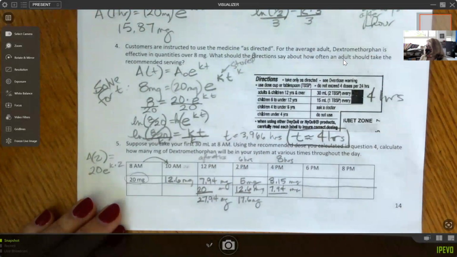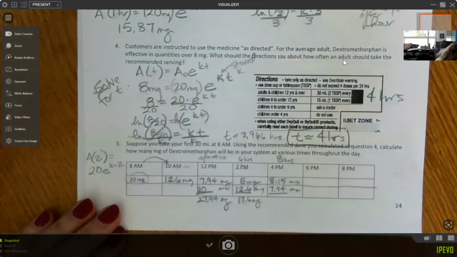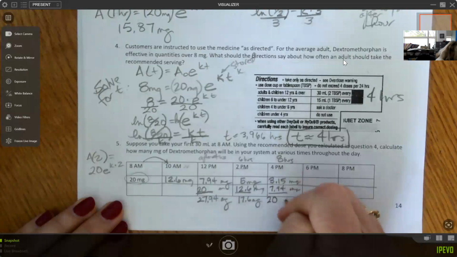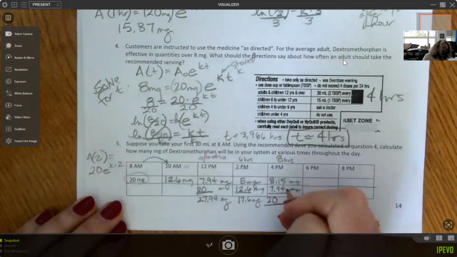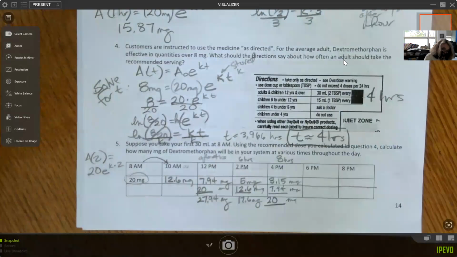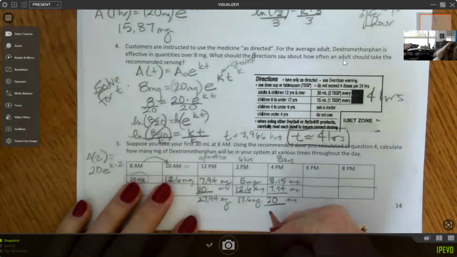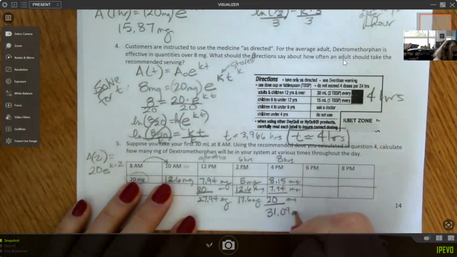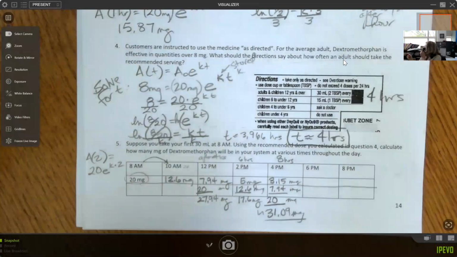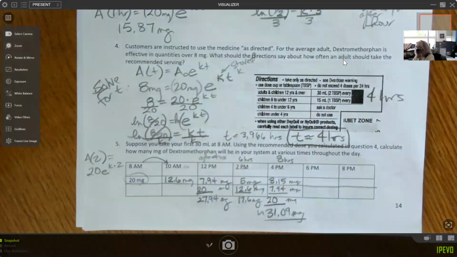But now I'm at 8 hours. What am I going to do? I'm taking my third dose, right? So now I add another 20 milligrams. It's interesting, look what you're up to. Now I'm at 3.15 plus 7.94 plus 20. I'm actually now at approximately 31.09 milligrams. So I'm now way above that initial dose.